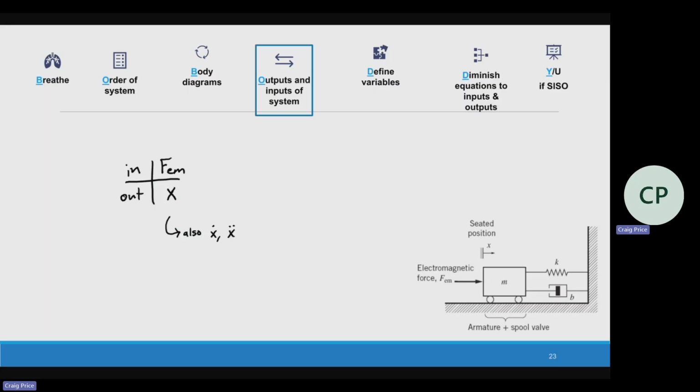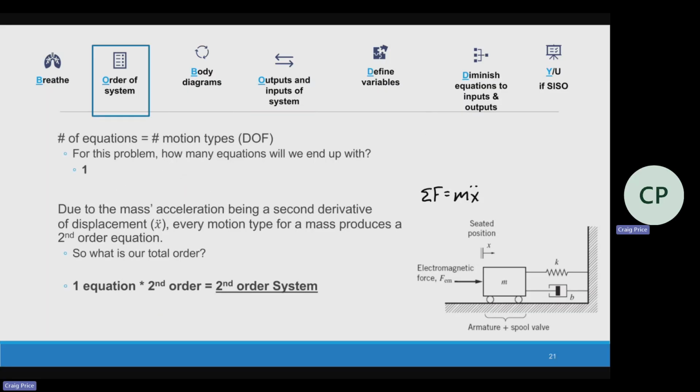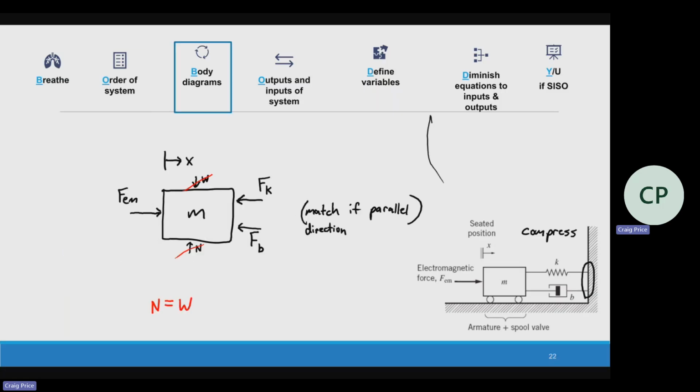We go back to the video. Hold on. Second order. Every degree of freedom gives you one equation. We have our free body diagram. Weight and normal force don't need to be included because they're equal to each other.